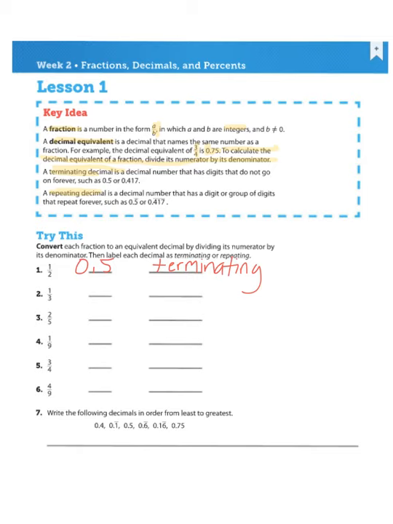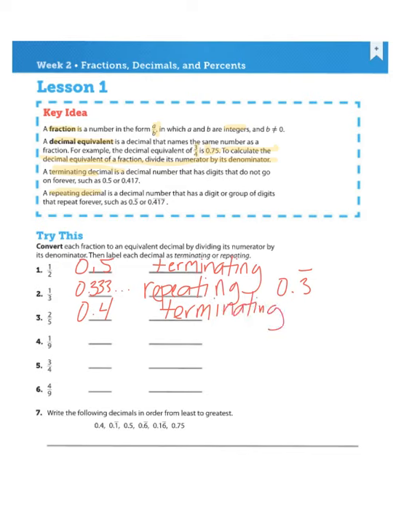1/3, so 1 divided by 3. If I do that in my calculator, I get 0.333... That means it's repeating. Or you can write it as 0.3 with a line across the top, which would be hard to do with typing right now. So this is a repeating decimal. 2/5, 2 divided by 5, that's 0.4. This does not go on forever, and there's no pattern, so that would be terminating.